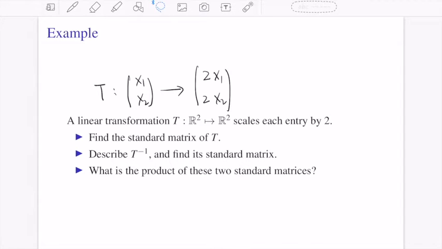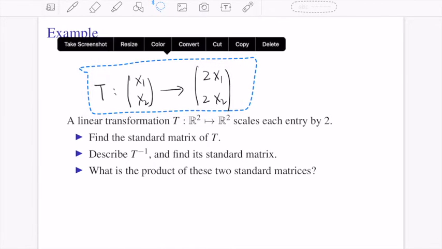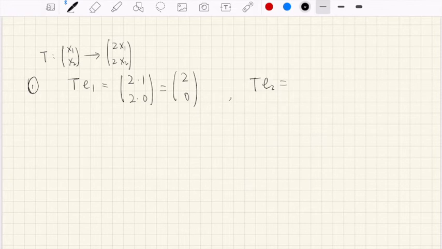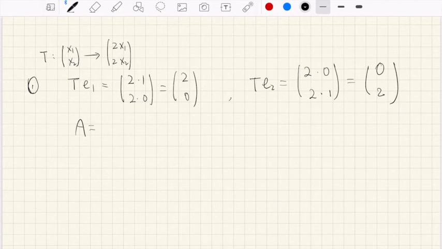So first, we're going to copy the definition of T. And standard matrix of T is T(e1), T(e2). So T(e1) is 2 times 1, 2 times 0, which is 2, 0. T(e2) is 2 times 0, 2 times 1, which is 0, 2. Now, what is A, standard matrix? A is 2, 0, 0, 2.